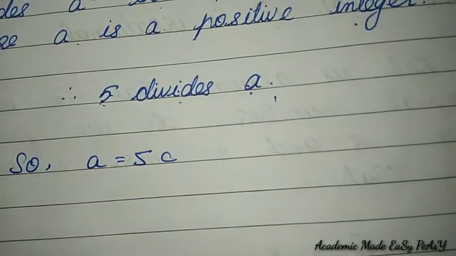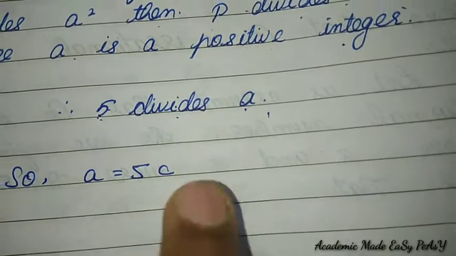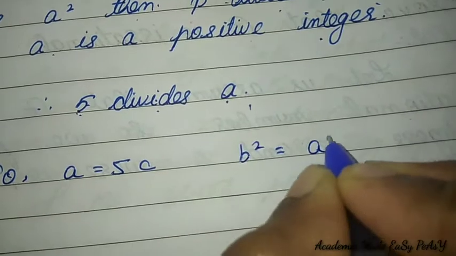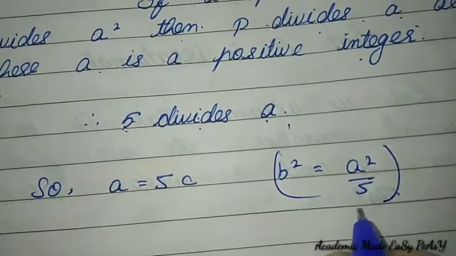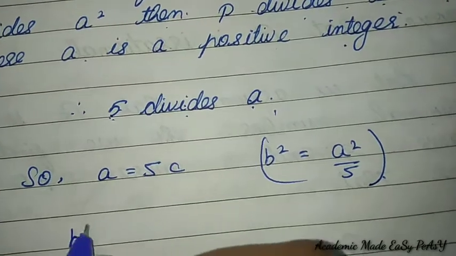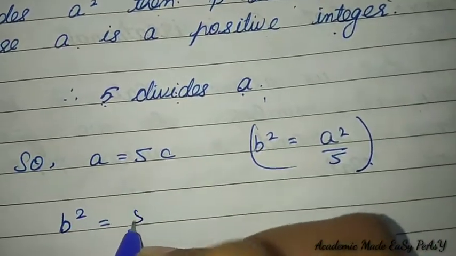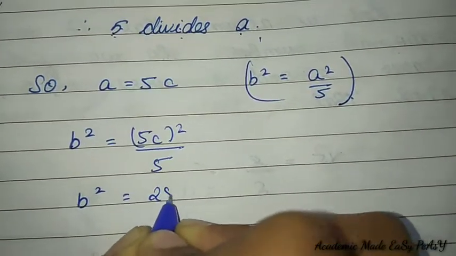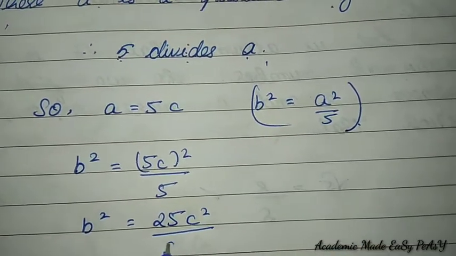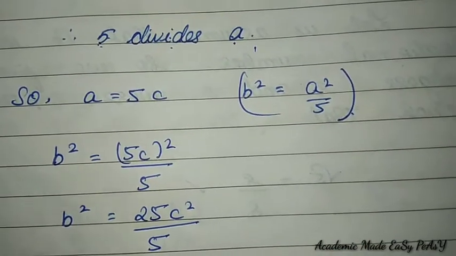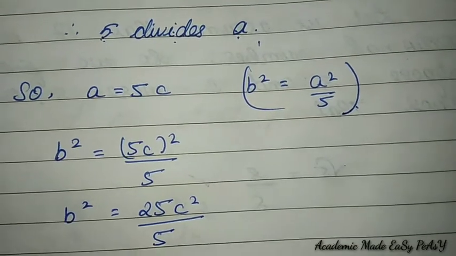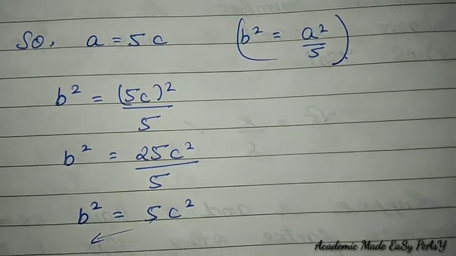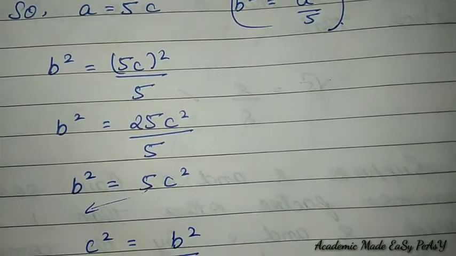Now we have to substitute the value of a in the previous equation, which was b square is equal to a square by 5. This was our equation, so we substitute over here. We'll have b square is equal to 5c the whole square by 5. So b square is equal to 25c square by 5. Now I will say that b square is equal to 5c square, and when I take this over here, c square is equal to b square by 5.